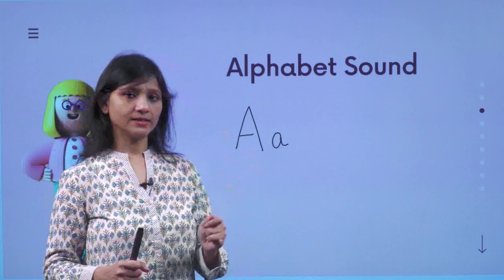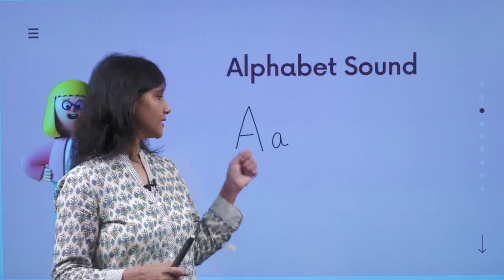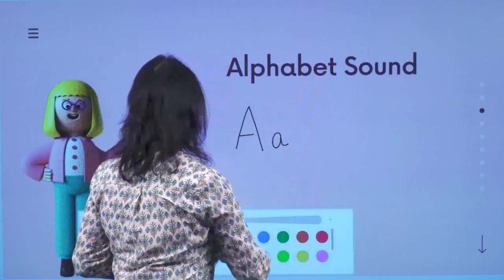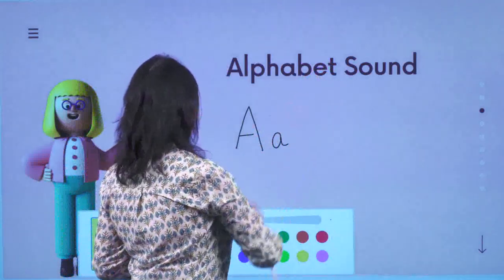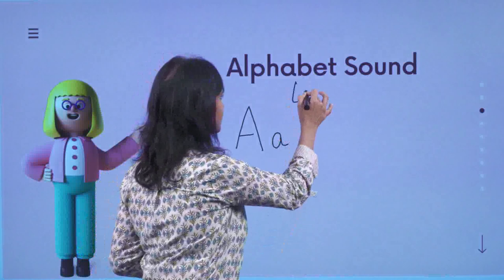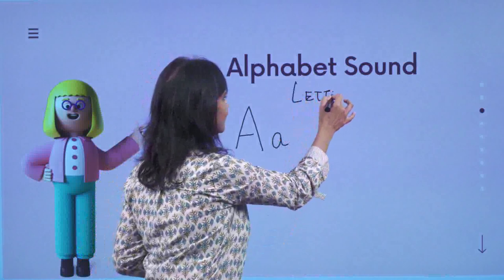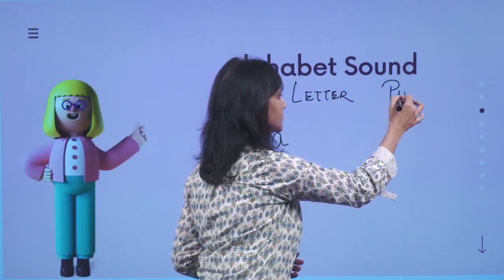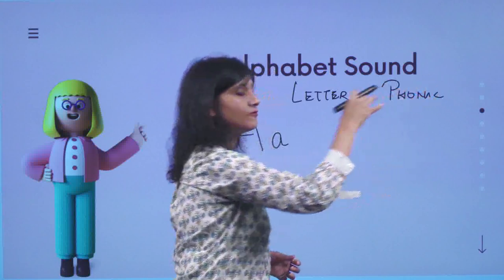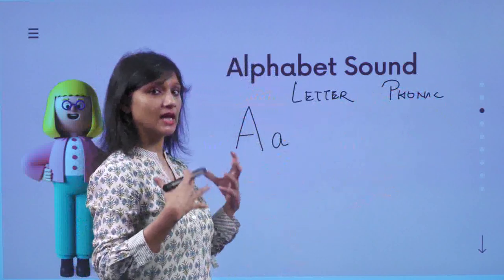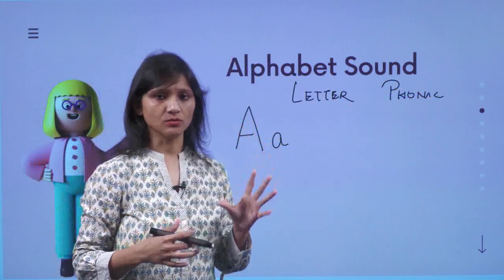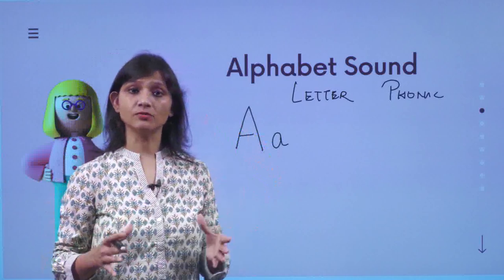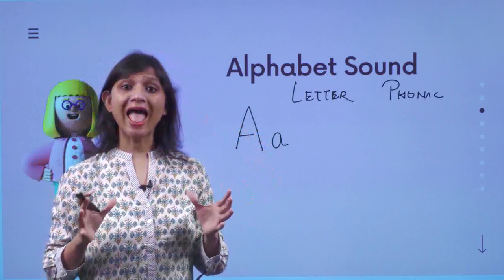So the letter A has the letter sound A. Once you start reading, you'll be able to read what I'm writing, but I'm writing it here. So there is a letter sound that the letter produces, and then there is a phonic sound. We are going to look at each of these sounds now. A, the letter sound is A. Now what's the phonic sound? The phonic sound is A. How do you say?